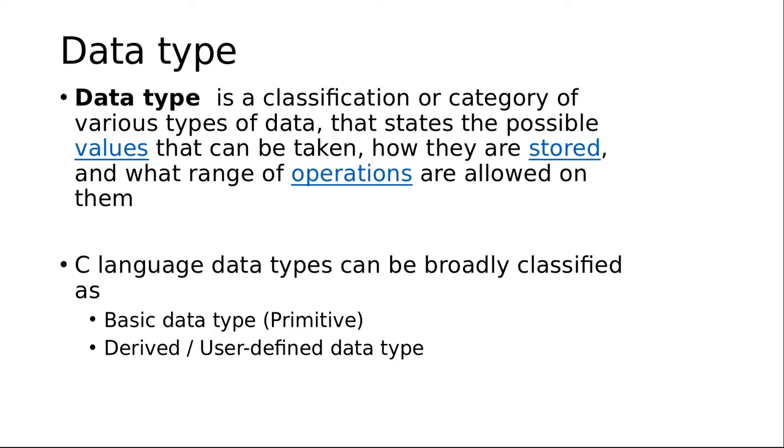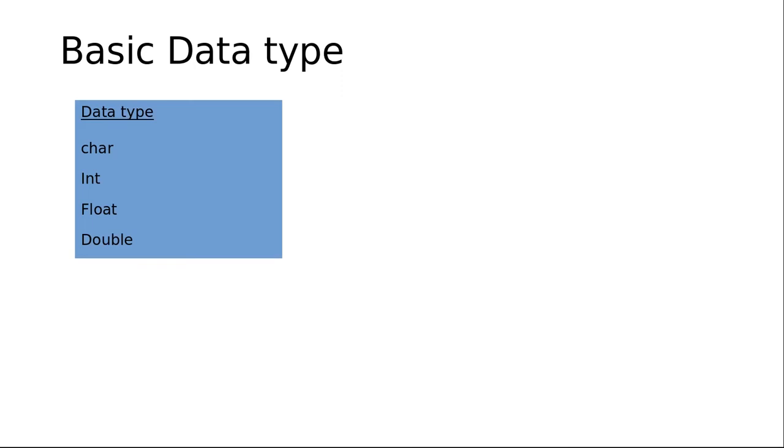If you want to classify the data types, we have two types of data type. One is called the primitive types, also called the basic data types. The other ones are called derived data types. So in this session, we'll only look into the basic or the primitive data types.